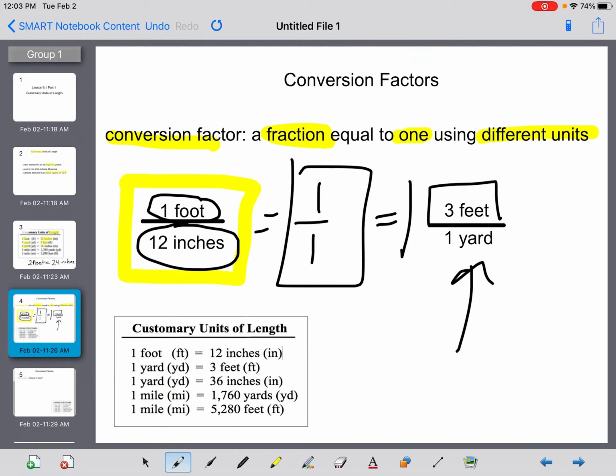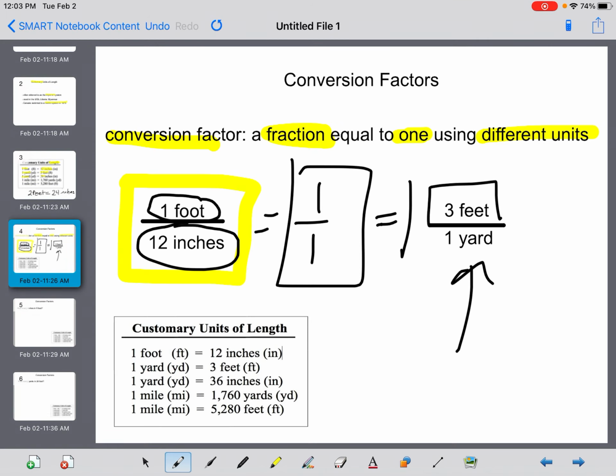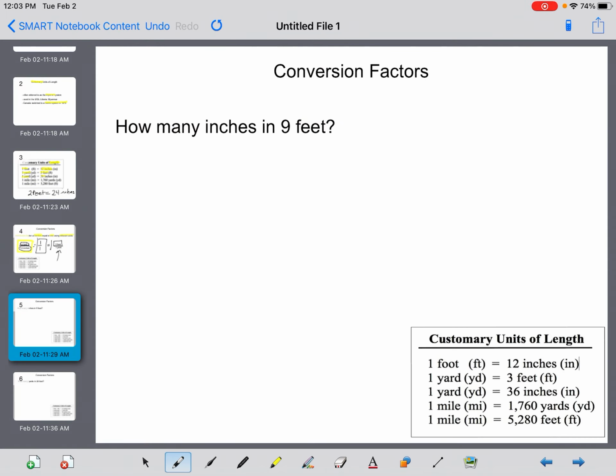It'd be like the same thing as me saying, I could give you 4 quarters or I could give you a loonie. I'm giving you the same amount of money every time, but it's a different way of measuring it. So that is a conversion factor. And the way we're going to use a conversion factor is by multiplying. So these are the type of questions you're going to be working on today.